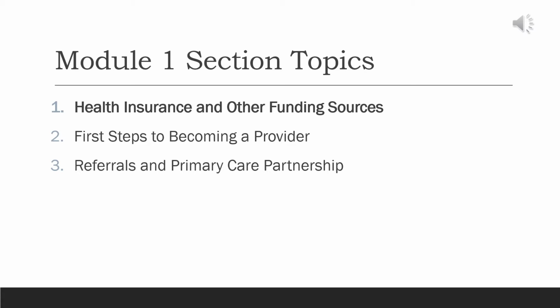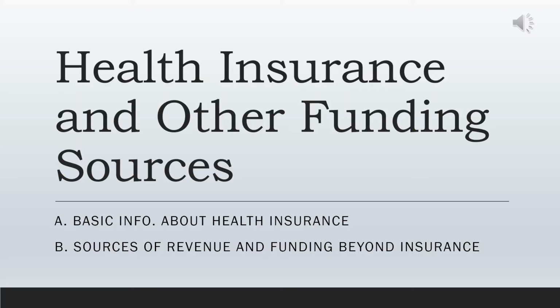We first have health insurance and other funding sources, first steps to becoming a provider, and referrals and primary care partnership. And so in this first video, we will just go over Section 1, health insurance and other funding sources. There are two main parts to health insurance and other funding sources. We have A, which is basic information about health insurance, and then B, sources of revenue and funding beyond insurance, and we will talk about both of these today.